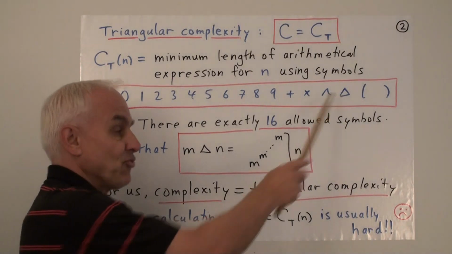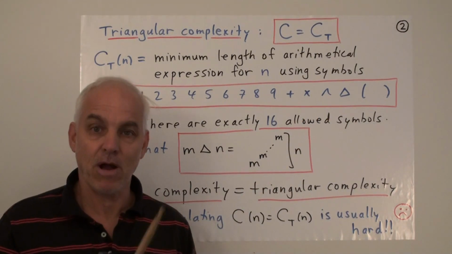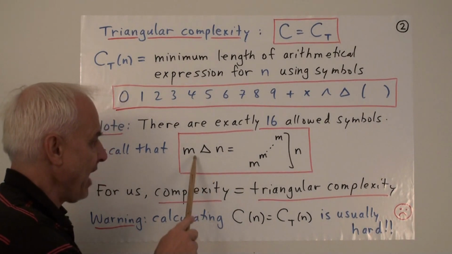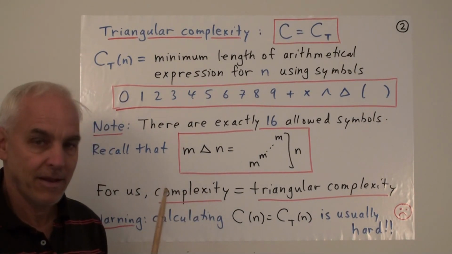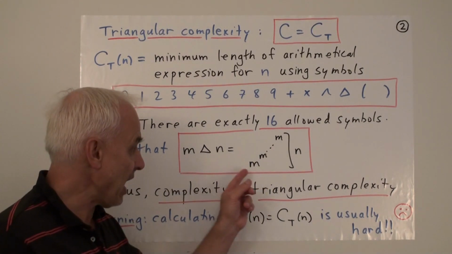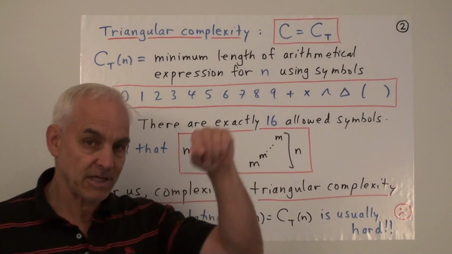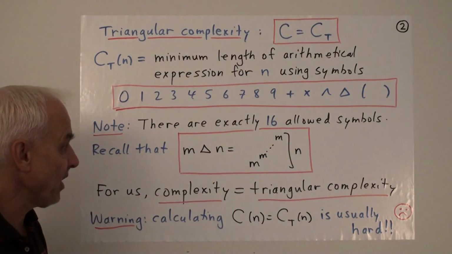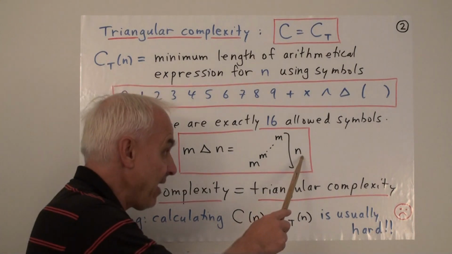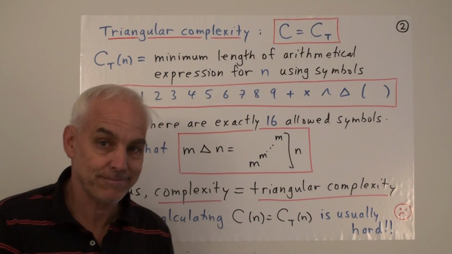And I remind you about the triangle operation. This is a hyper operation, which has this form, that m triangle n is m to the m to the m all the way up to the m, so a tower of m's, each exponentiating the previous, where there are n m's in this tower.